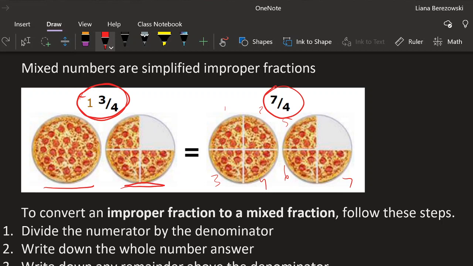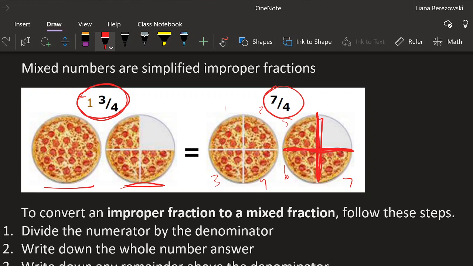So the denominator, we're still using the denominator based on the number of equally sized pieces, okay? But we're only talking about the number of equally sized pieces per one pizza, okay? So that's how our fraction becomes improper. We have 7 pieces, and we're considering that over a denominator of 4. So 7 is obviously a bigger number than 4, so this is an improper fraction.